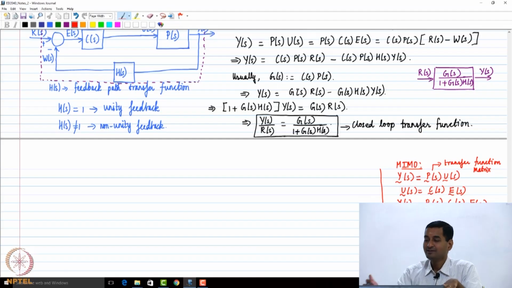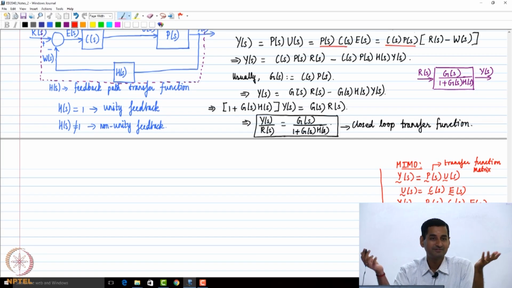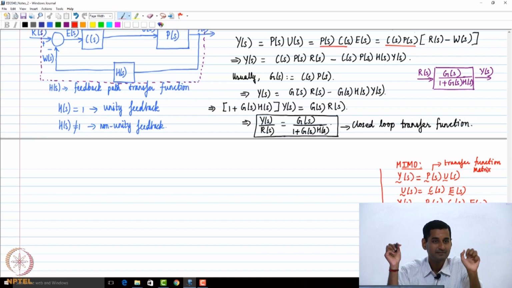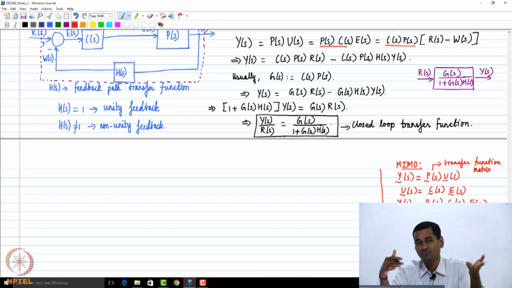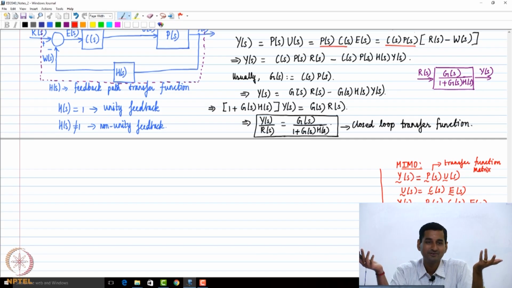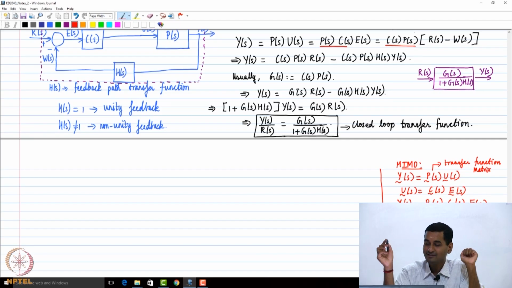In many textbooks this is written in this manner so that you go along the path. But the order of multiplication matters when you go to the MIMO system. See here what I did: I wrote P and C, and I just swapped it to C of s, P of s in this step. That's just a convention, so you can keep it P of s times C of s. That's also okay.